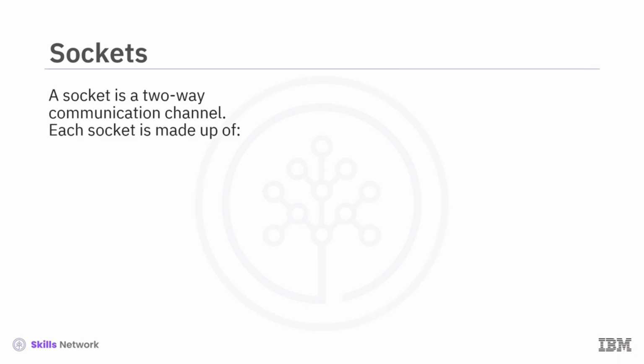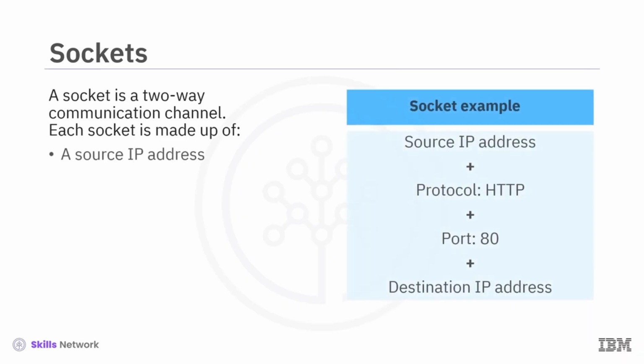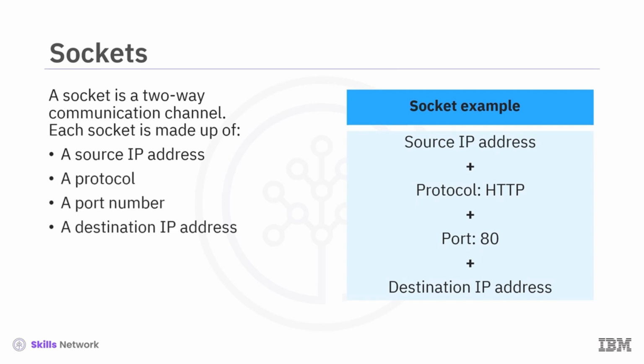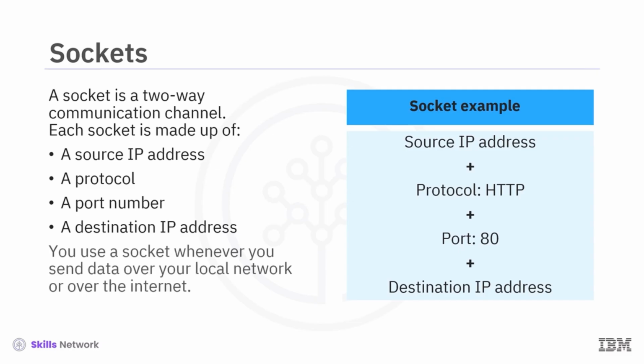A socket is a two-way communication channel. Each socket is made up of a source IP address, a protocol, a port number, and a destination IP address. You use a socket whenever you send data over your local network or over the Internet. For example, whenever you use a web browser, send an email, or watch a video online, a socket is used over the network in order to make that communication possible.